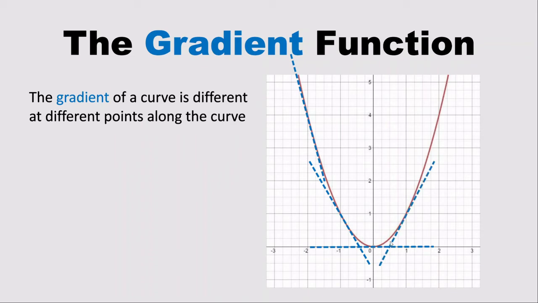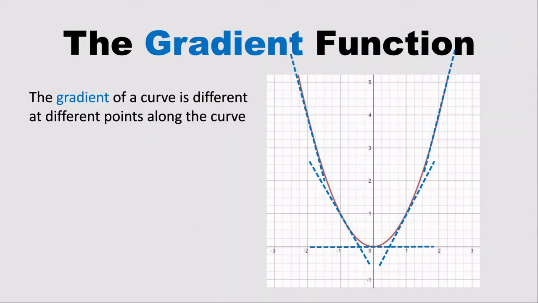And we keep going, and now it's going into the positives and getting more positive. So as you can see for this curve, this positive parabola, we started with a negative gradient, which got less negative and eventually became positive and got more positive. The gradient is increasing as we move across the graph to the right.